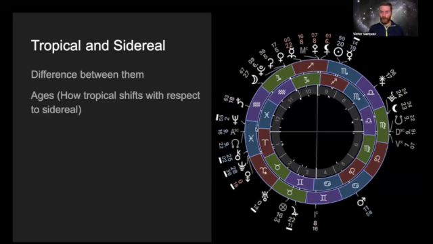And yeah, hopefully you are understanding a little bit more about these two different zodiacs. So the tropical one, the inner one, is related to the Earth and the Sun, and the outer one is related to the stars. And both are cosmic clocks of 12 signs of 30 degrees each.